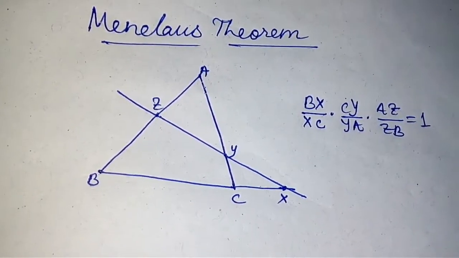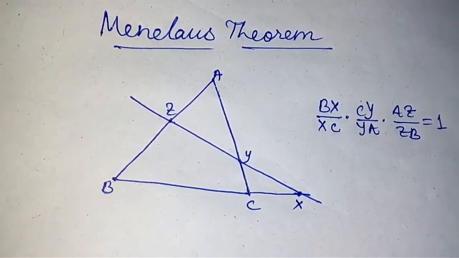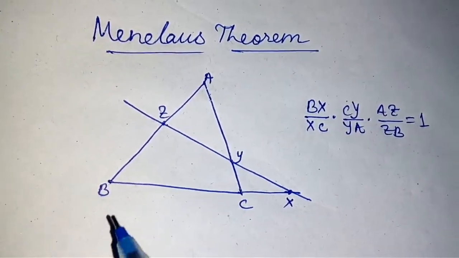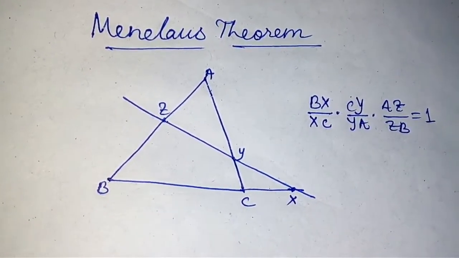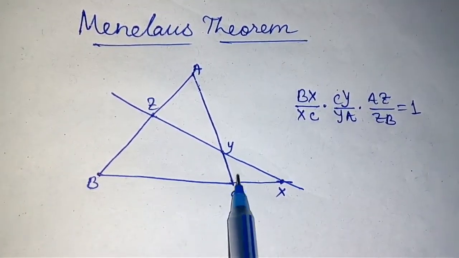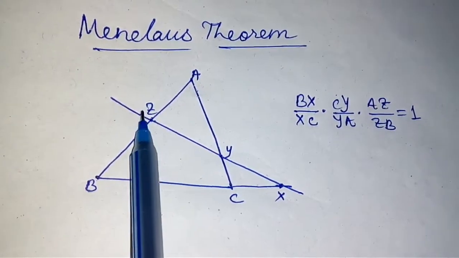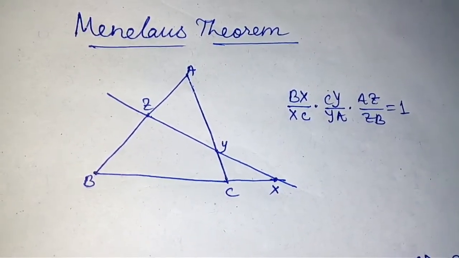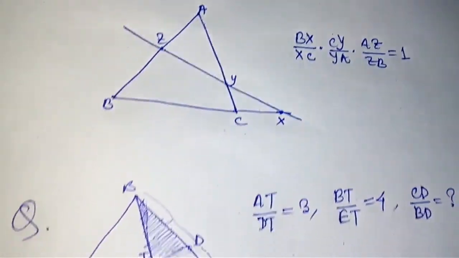Now the next method is the method using Menelaus theorem. The statement of Menelaus theorem is very simple. If we have a triangle ABC and it is cut by the transversal XYZ, then BX by XC into CY by YA into AZ by ZB is 1. The statement is very simple, but to apply these questions we need some more knowledge.